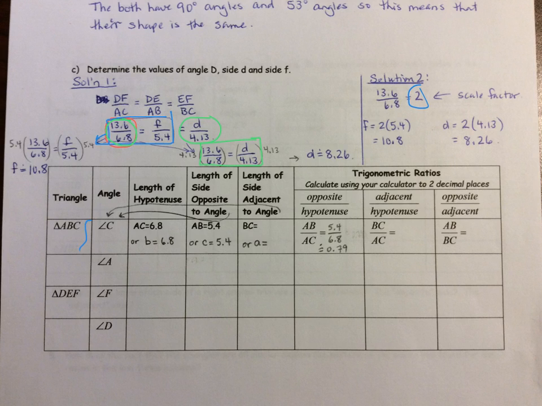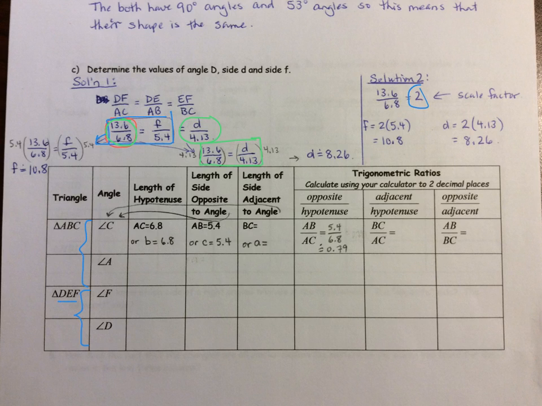I've got my little triangle ABC, which is up at the top, and then we've got the larger triangle, which has side lengths that are all 2 times the side lengths of triangle ABC. I've got my triangle DEF. So the measurements that I have in this chart so far come from the diagrams up above.